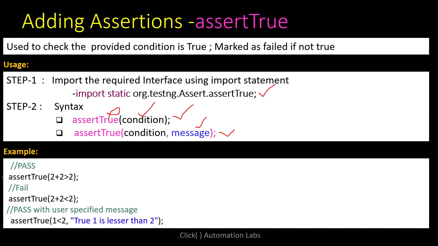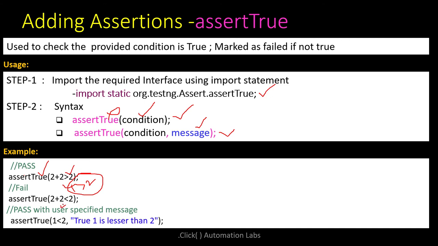So now this is step 1. assertTrue means I'm telling that this should be true. Is 4 greater than 2? Yes. If this condition is met, then this assert will pass. If it is not met, then the case fails. Look at this: assertTrue 2 plus 2 greater than 2, less than 2.